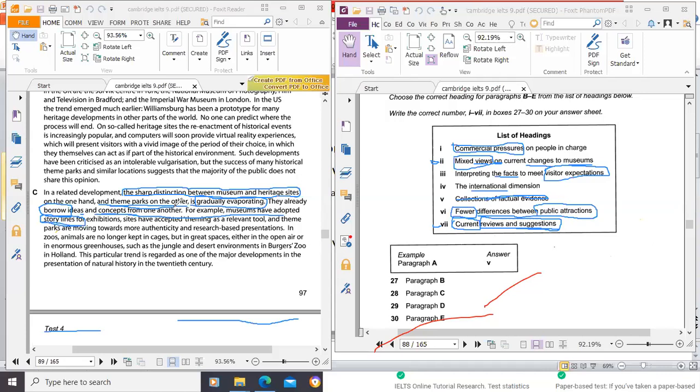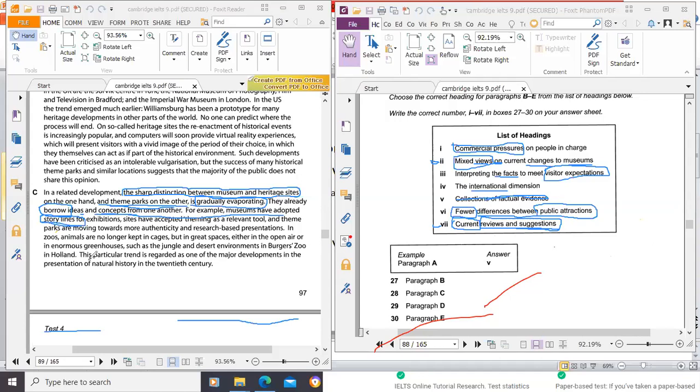In a related development, there is no difference between this we've talked about and theme parks. Okay, so now you want to see what they are talking about. They already borrowed ideas. All these ones are just, for example, you can see the topic sentence is not in. For example, you move on.